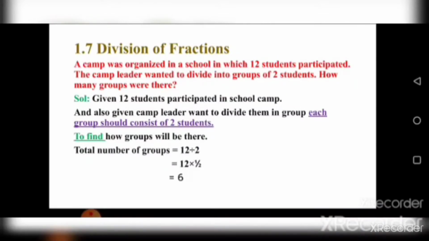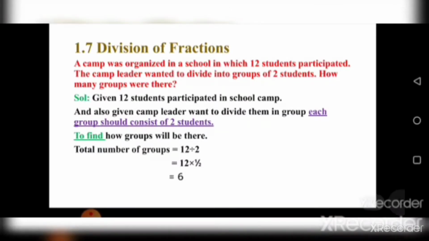A camp was organized in a school in which 12 students participated. The camp leader wanted to divide them into groups of 2 students. How many groups were there? So this is the question. We have to find out what is given and what to find out in this word problem. Given: 12 students participated in a camp.